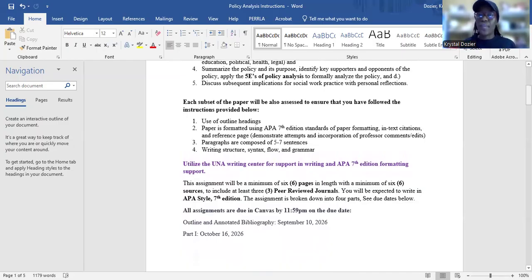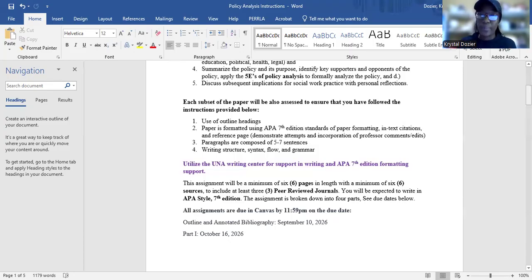What am I looking for as you are working on this policy analysis assignment? Each subset of the paper will be assessed to make sure that you have used the outline headings for each section, and that's why I stress in this first assignment, follow the template. It's the template that you are going to use throughout the semester. There will be no changes. The only changes are the ones in green where you are plugging in your social issue and your target population.